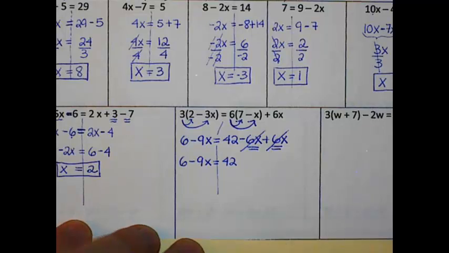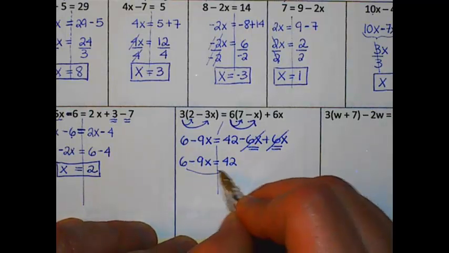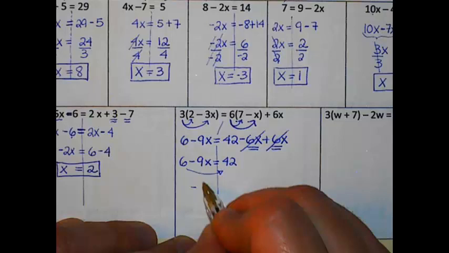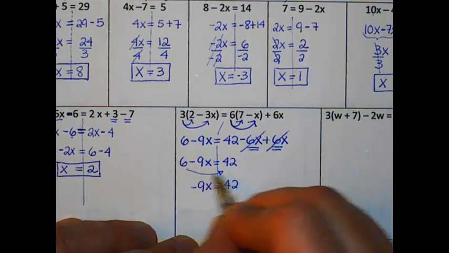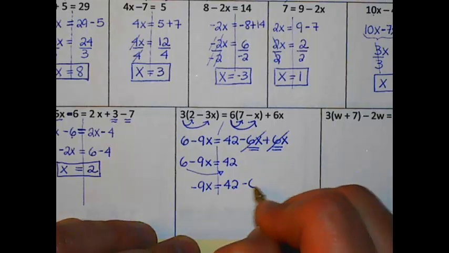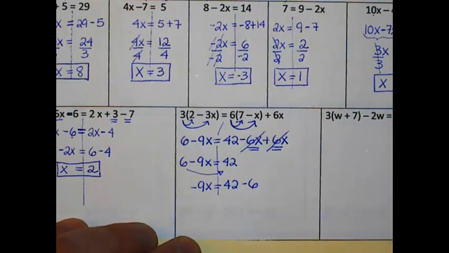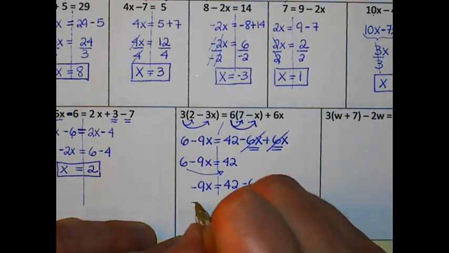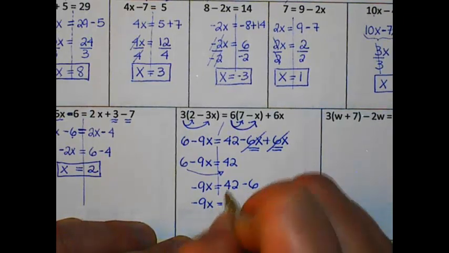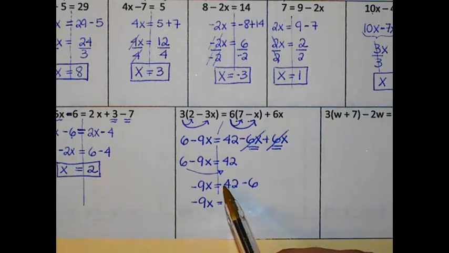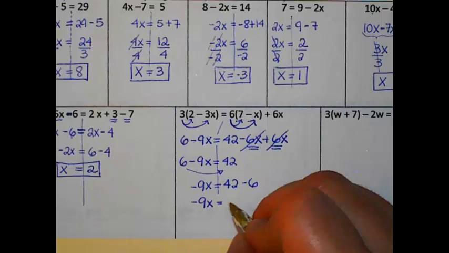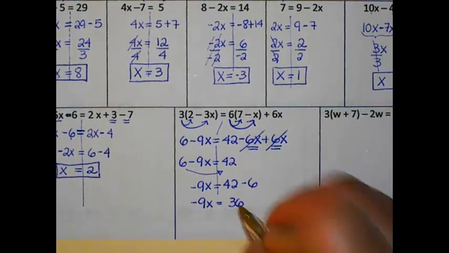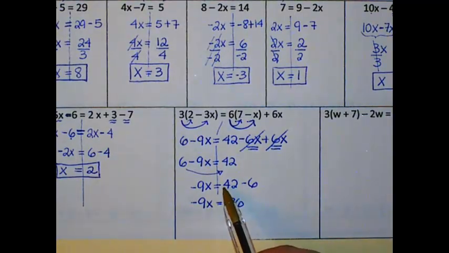My job is to get the x alone. So I'm going to send the 6 to the other side. So this becomes negative 9x equals 42. And when I send that 6 to the other side, it becomes negative 6. Now I have negative 9x. Signs are different because positive and a negative are different signs. So you subtract. 42 minus 6 is 36. And it's positive because 42 is the biggest digit and it's positive.